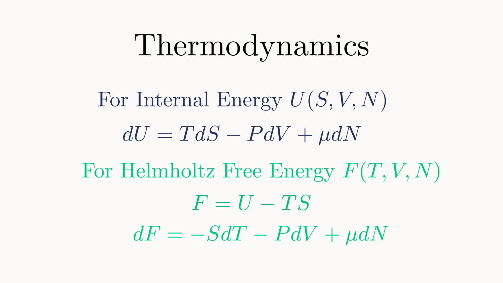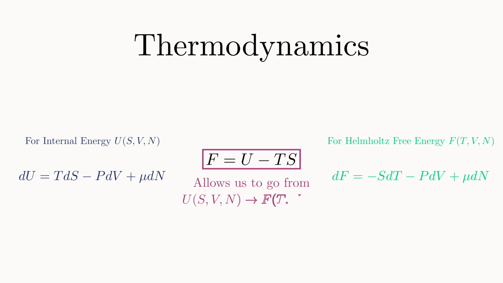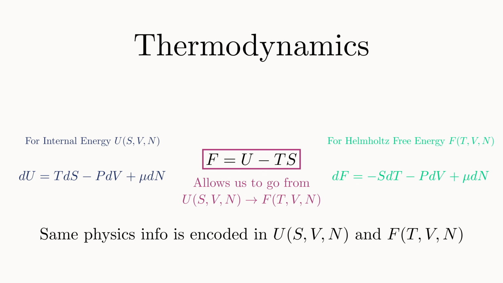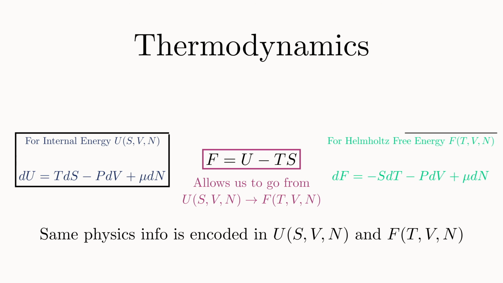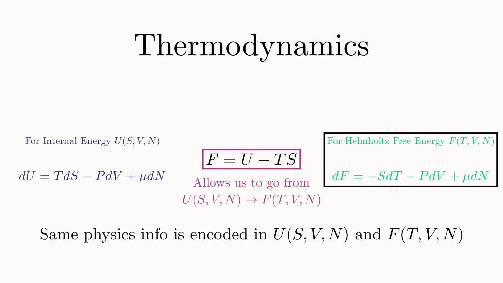Now remember, the Legendre transform simply swaps variables and allows us to keep all the same information contained in the original function. So whatever physics is present in the internal energy equation, the exact same physics is captured by the Helmholtz free energy equation. It's just that we now have 2 options to use based on what our experimental controls might be. If we can control the entropy and volume, then this is the equation to use.